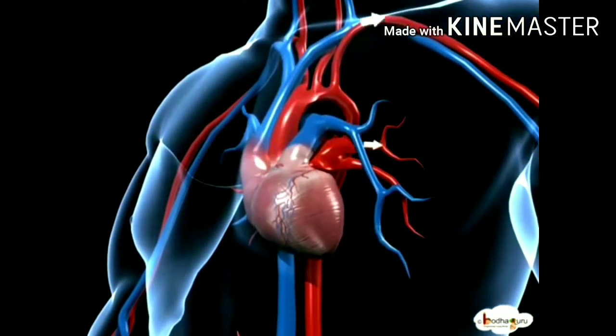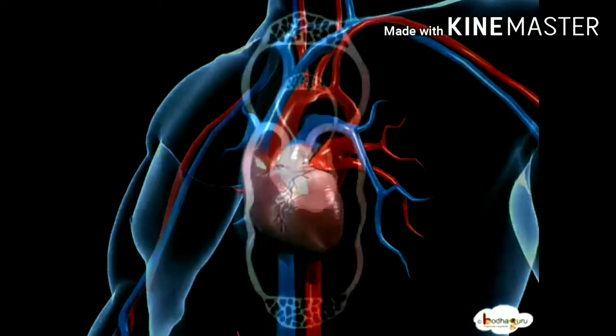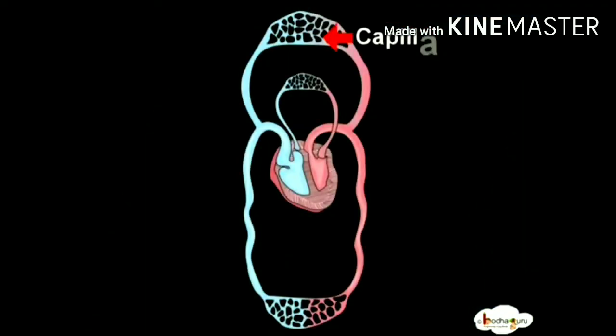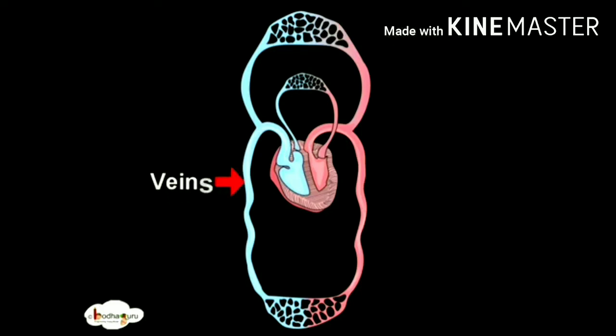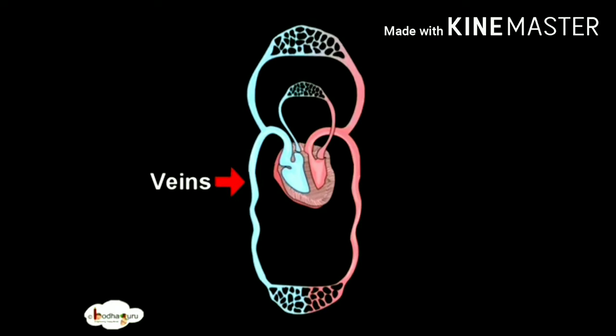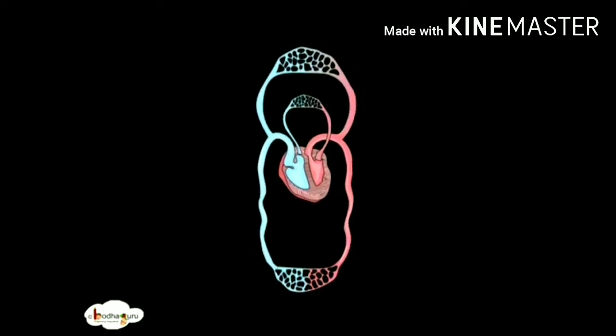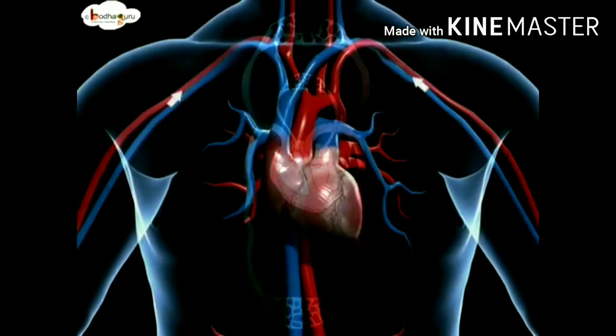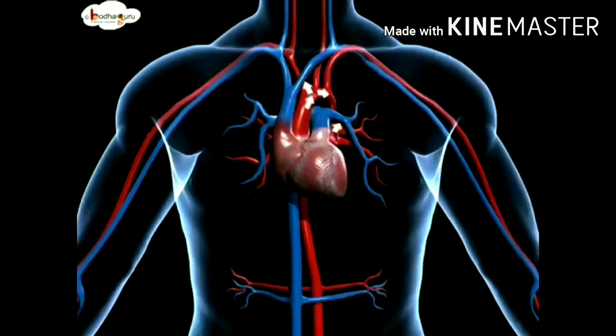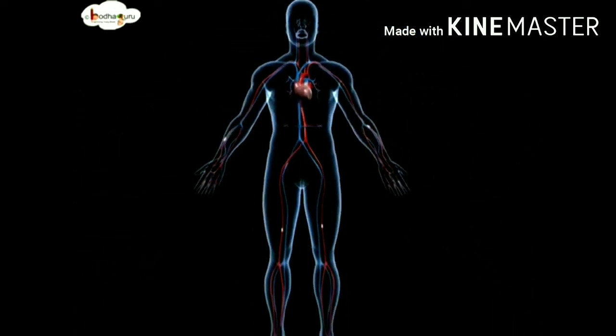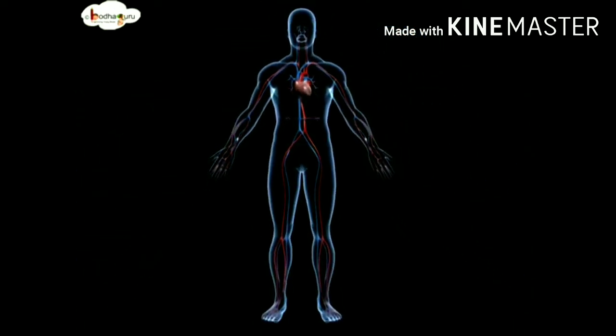Arteries get divided into very narrow blood capillaries where exchange of substances takes place. Capillaries form a web-like structure to reach the maximum number of cells. Capillaries join to form veins. I hope it's clear.